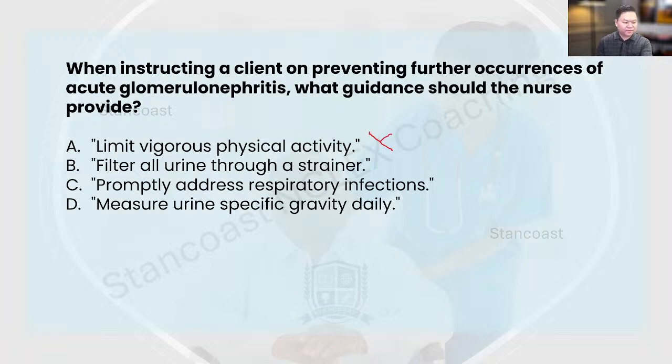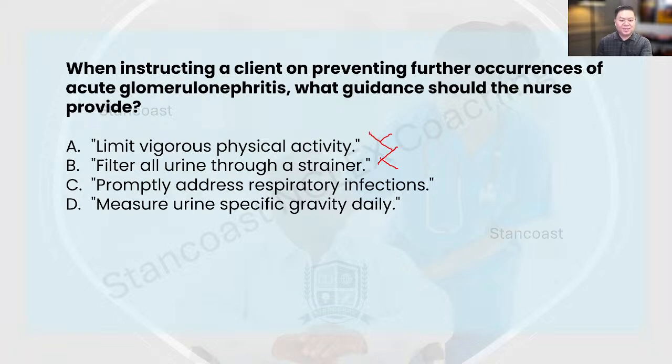We are filtering all urine through a strainer. Straining the urine is beneficial to make sure we can capture any kidney stone, but we are not talking about kidney stones at this point. We are talking about glomerulonephritis. So it will not prevent the recurrence of glomerulonephritis, so eliminate that one right away. What about promptly address respiratory infections?